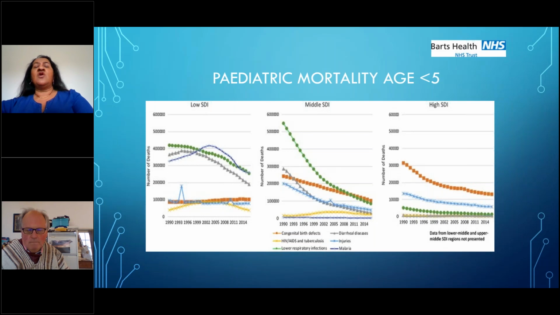The reason why this is so relevant is by looking at the pediatric mortality data in those under the age of 5. On the left-hand side is the low-income countries, the middle bar, middle income, and on the right, high income. And what you can see by the different color codes is that in the middle and high incomes, mortality from respiratory infections, malaria, diarrhea is going down. But in the low-income countries, although they are also going down, you can see that there is no real change in mortality from congenital anomalies.